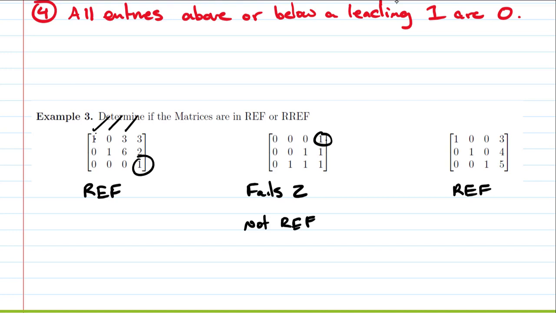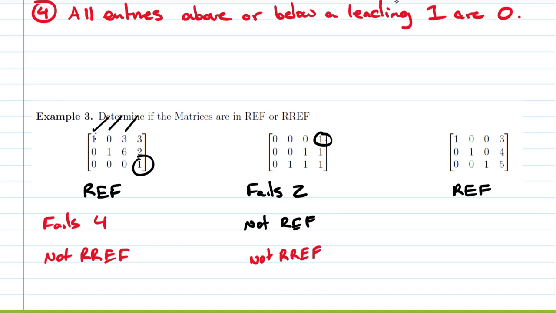We finally get this leading 1. Are all the entries above and below it 0? No. So this fails 4. So this one is not RREF. The middle one automatically fails, because if it's not REF, it can't be RREF.